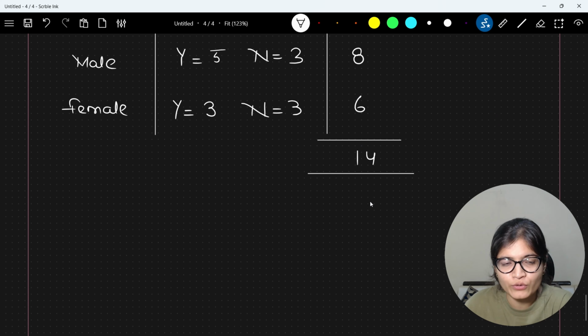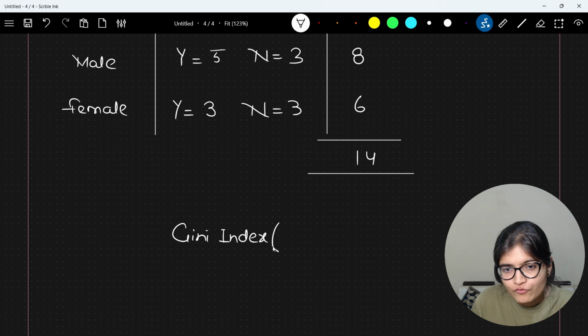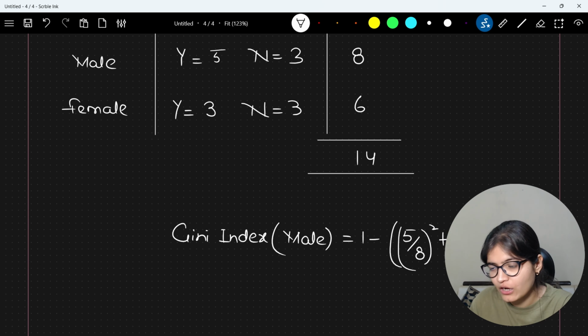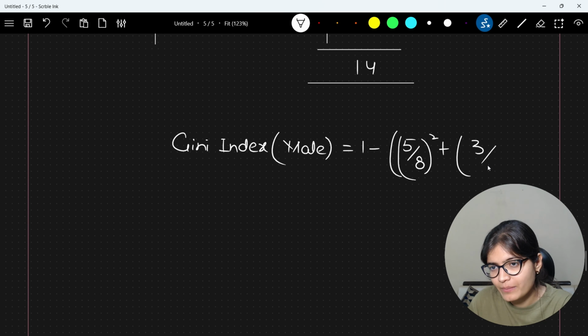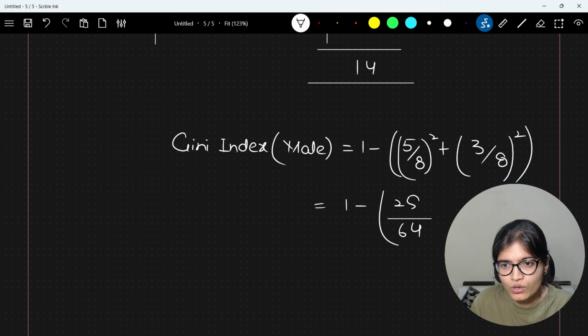Now again, what we will compute is the Gini index for the male. It will be equal to 1 minus, what is the probability of yes? It will be 5 by 8 whole square. Plus, what is the probability of no? It will be 3 by 8 whole square. So it will be 1 minus, you can evaluate, 25 by 64 plus 9 by 64.